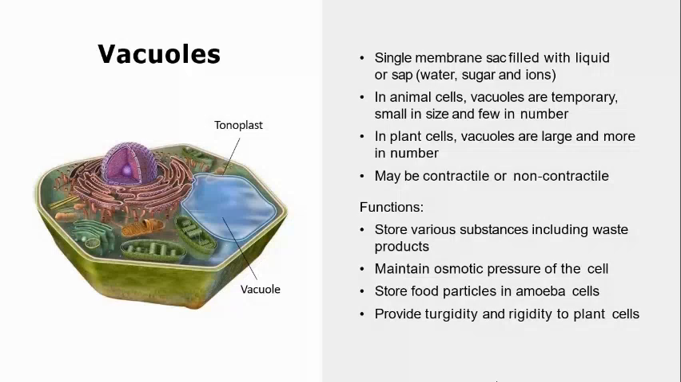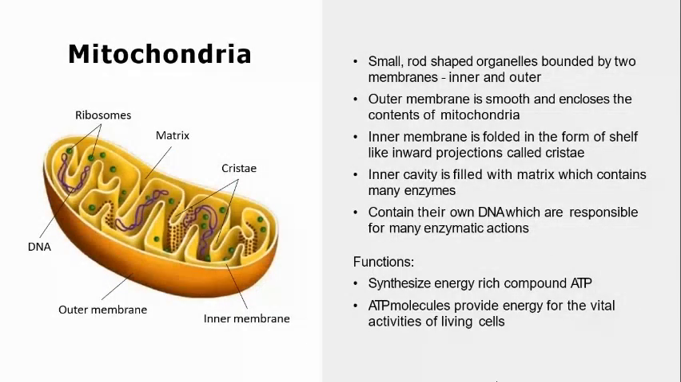rigidity to plant cells. For the mitochondria, or the mitochondrion, the singular form of mitochondria, it is a small rod-shaped organelle bounded by two membranes. We have the inner and the outer membranes. The outer membrane is smooth and encloses the contents of the mitochondria. The inner membrane is folded in the form of shelf-like inward projections called the cristae. The inner cavity is filled with matrix, which contains many enzymes.